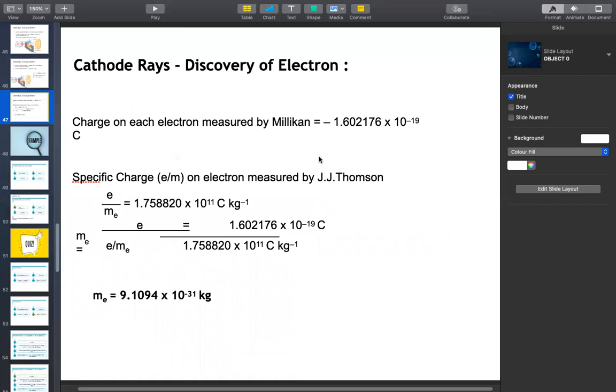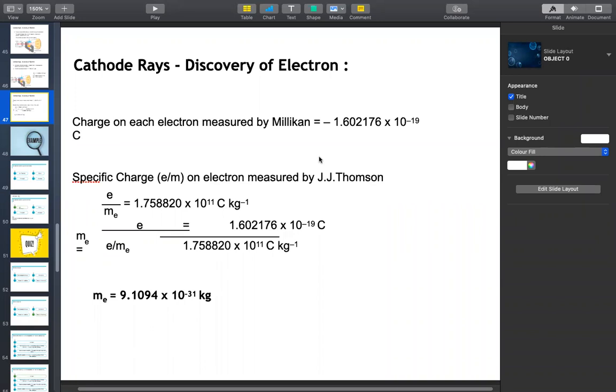Next is charge on each electron measured by Millikan. The concept of electron was there, but the name, you can say that in early 1874 only, the electricity exists in different units was given. So the name was suggested, but the charge on electron was not calculated earlier, neither was the mass. Understood?